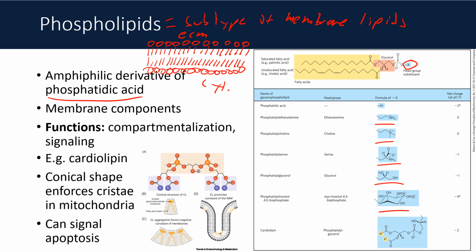And they can do many cool and interesting things, such as form dedicated compartments within the endomembrane system, and maybe even serve as signaling molecules. Let's talk briefly about one of my personal favorite phospholipids, cardiolipin.